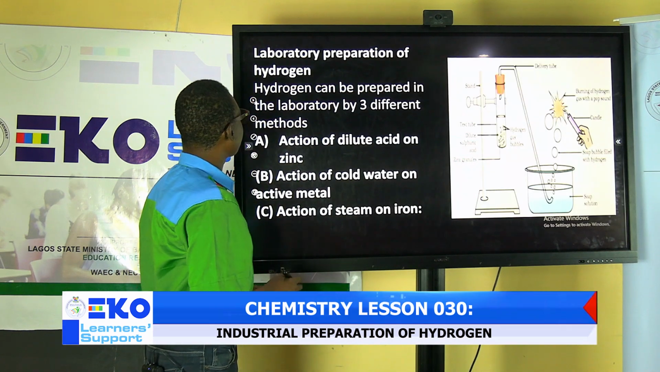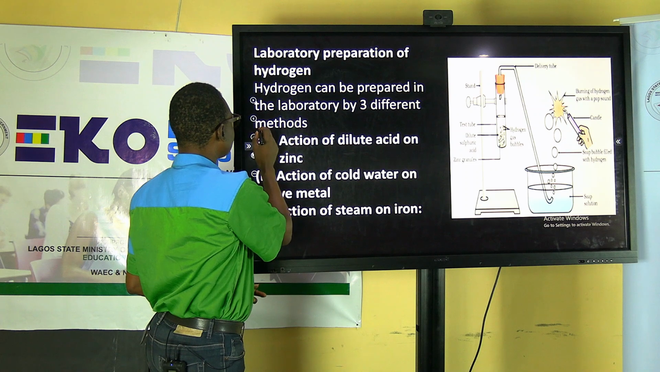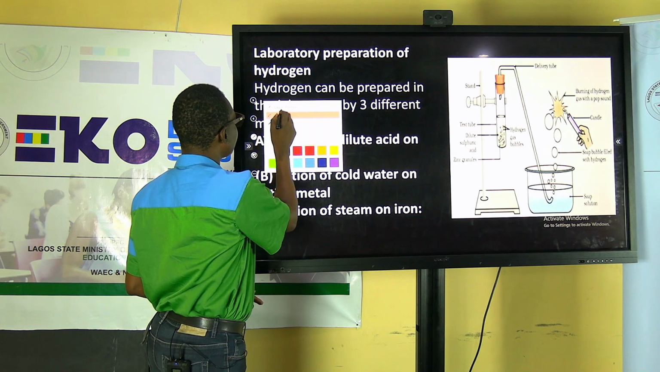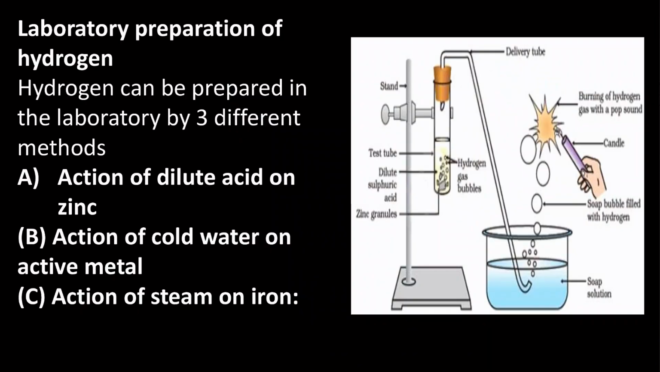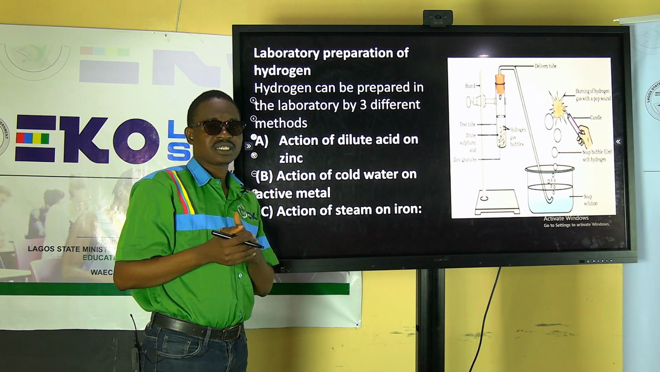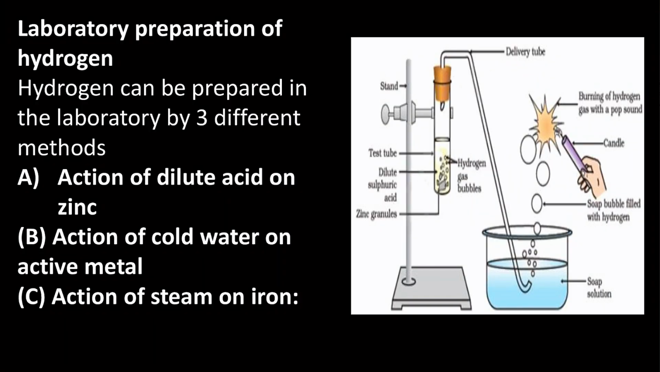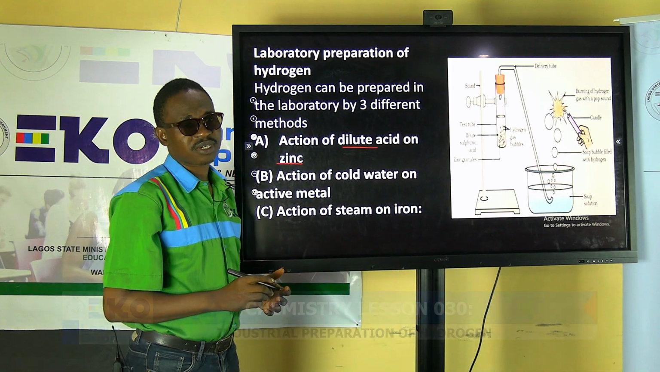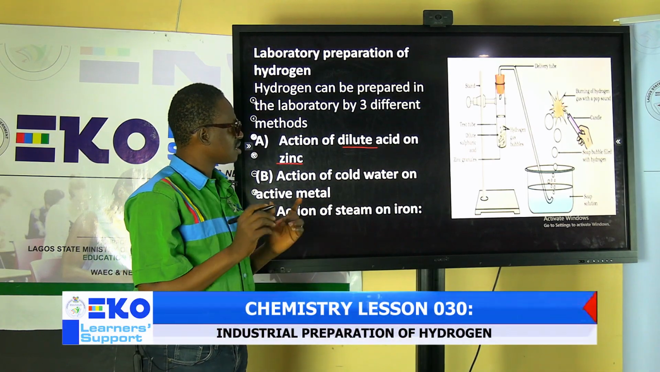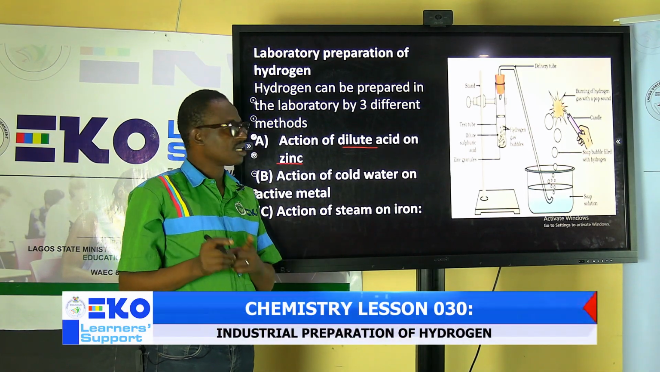Fine. How do we prepare hydrogen in the laboratory? So there are 3 ways in which hydrogen can be prepared in the laboratory. The first one is action of what? Dilute acid on the zinc. It's very, very important. Action of dilute acid on the zinc.